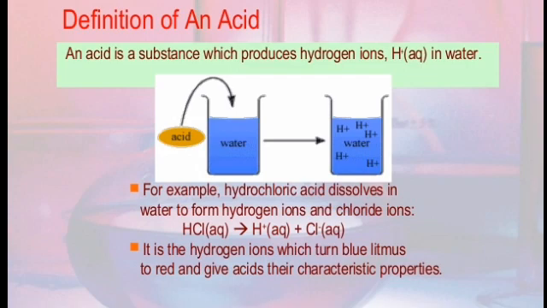For example, we have hydrochloric acid, which when dissolved in water forms hydrogen ions and chloride ions. It is this hydrogen ion that turns blue litmus to red and gives acids their characteristic properties, that is, their acidic nature.